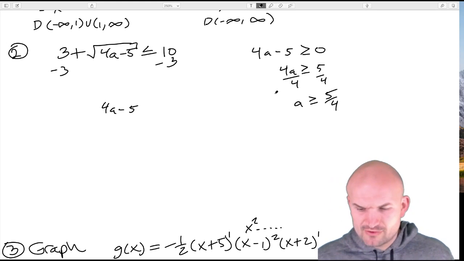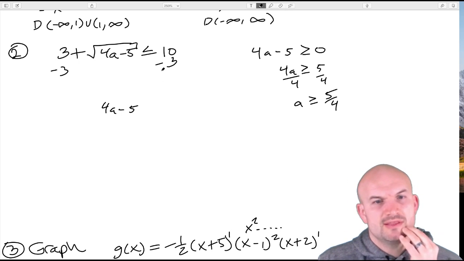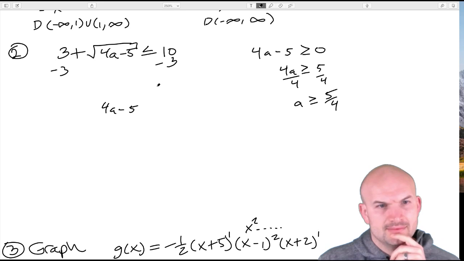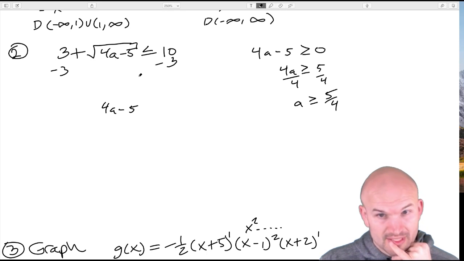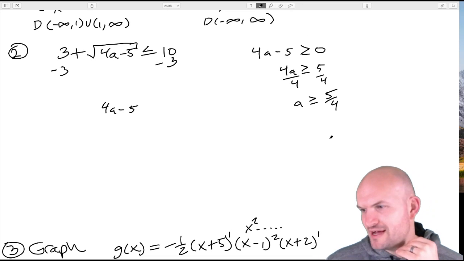Now, again, that was the graph that I was looking at, but if I'm going to be solving, that's going to be negative 7. As far as setting up my inequality, I know that a has to be greater than or equal to 5/4.